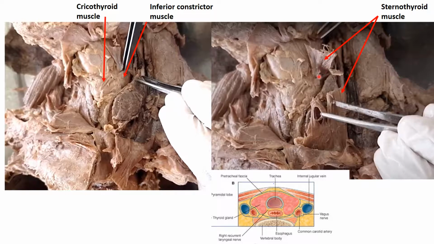So as you can see over here, we have the inferior constrictor of the pharynx here and the sternothyroid muscle over here. So the apex of the thyroid gland is sandwiched between the inferior constrictor medially and the sternothyroid laterally. So that's why the thyroid enlargement cannot extend above, due to the attachment of these two muscles.